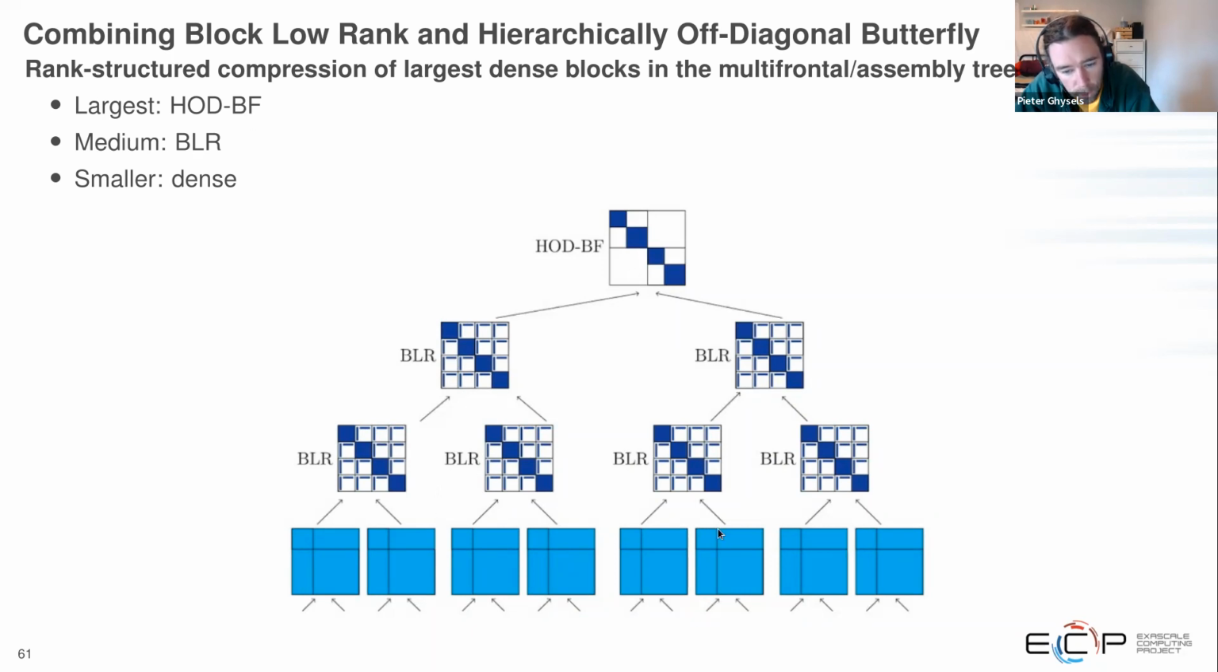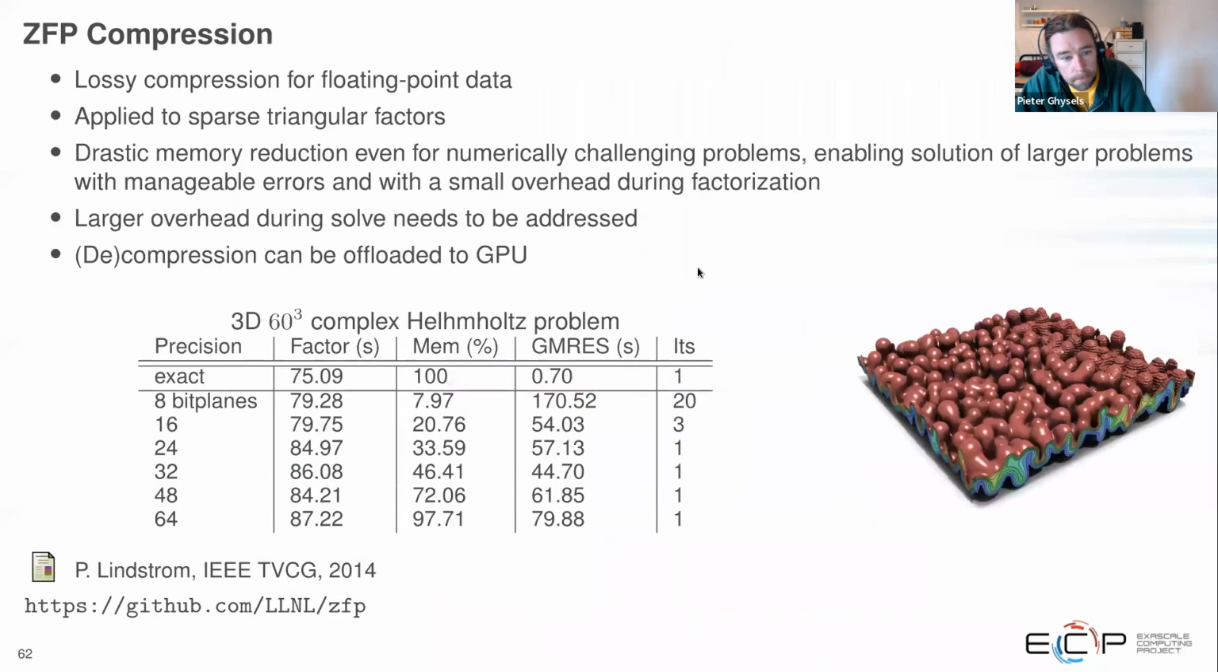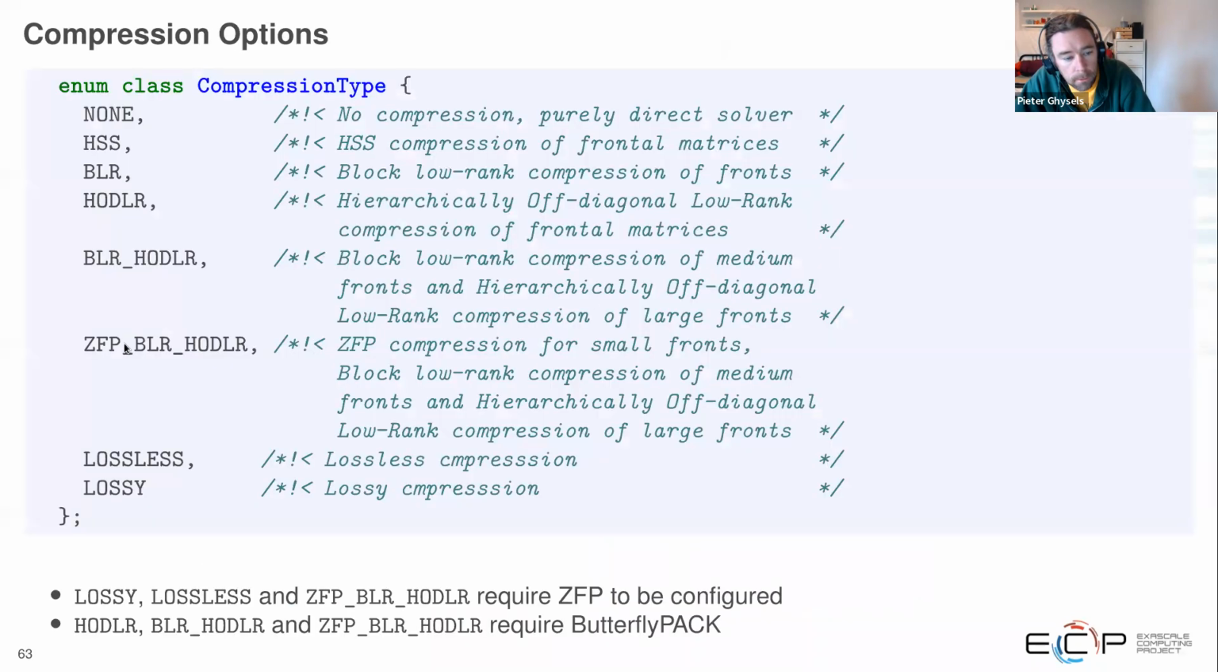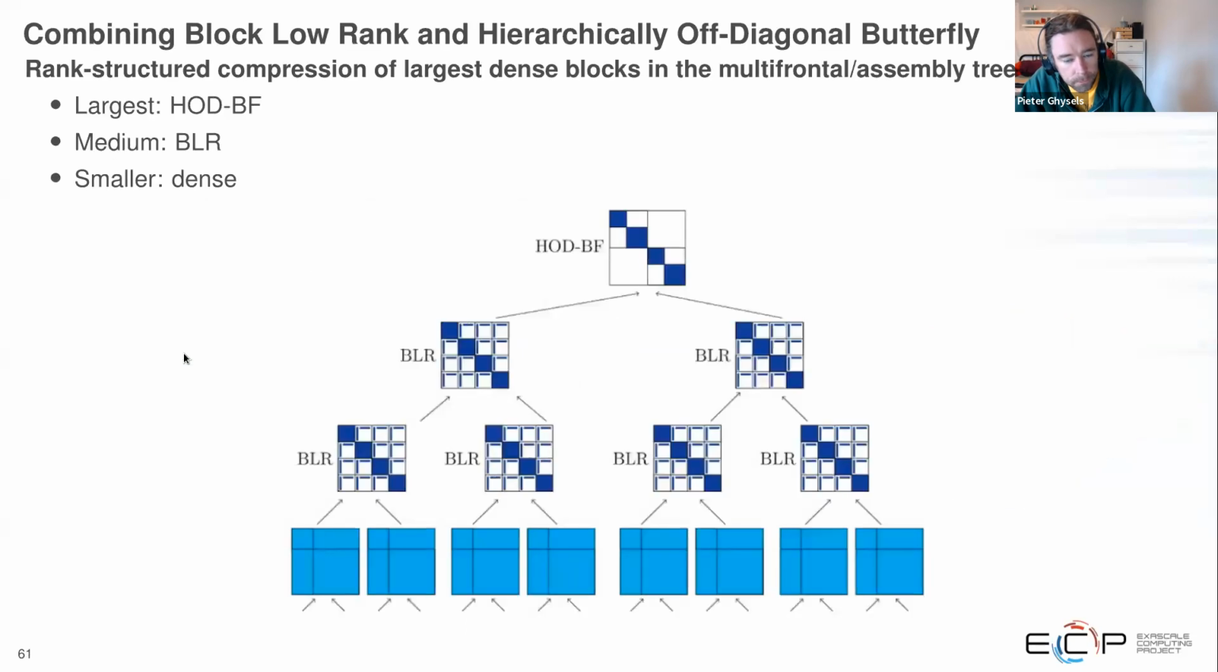So then we have this combination of formats where we use dense for the smallest blocks, block low rank for the medium-sized blocks, and hierarchically off-diagonal butterfly for the very largest blocks. So that's then this scheme, which I already showed in the beginning. I'll come back to that.